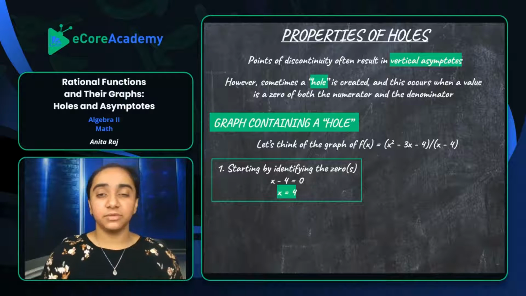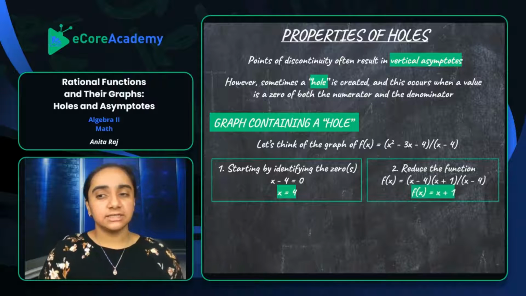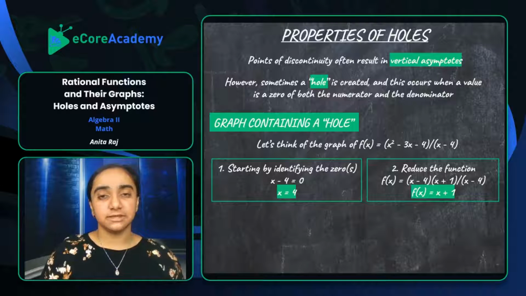In this case, our denominator is pretty straightforward. It's a linear binomial, x minus 4. We're just going to set x minus 4 equal to 0, add 4 to both sides, and find that x is equal to 4. That's a 0. Our second step is we're going to reduce the function. So what does that mean? Reducing the function pretty much just means simplify.